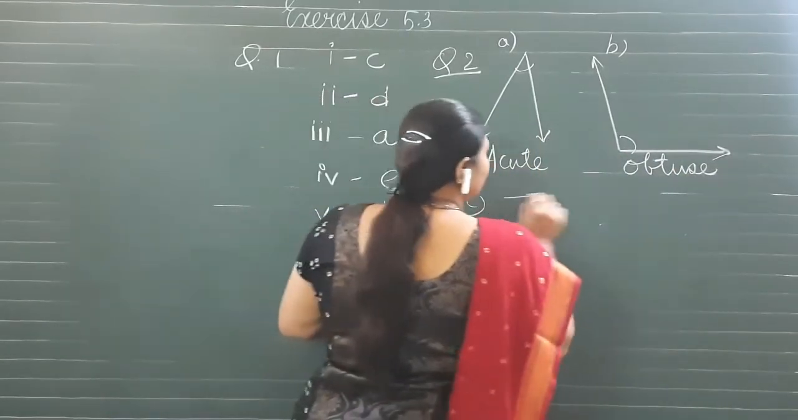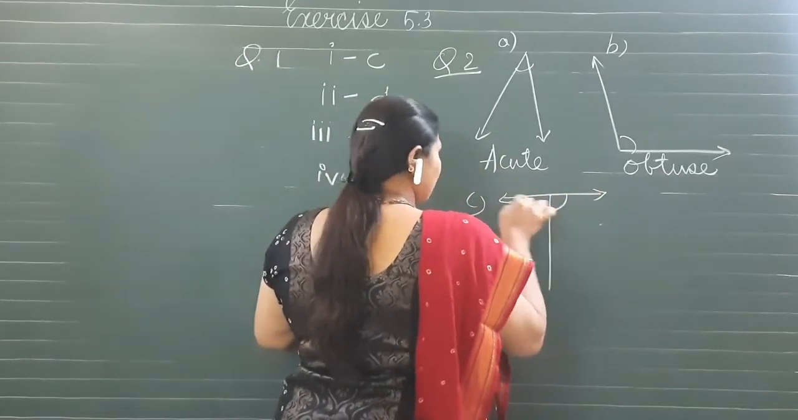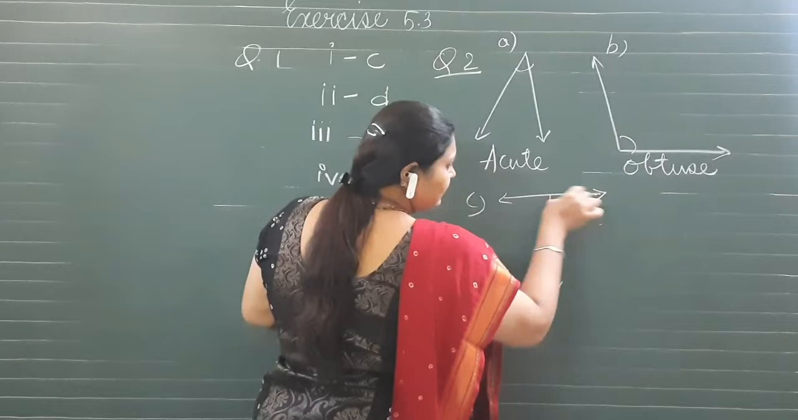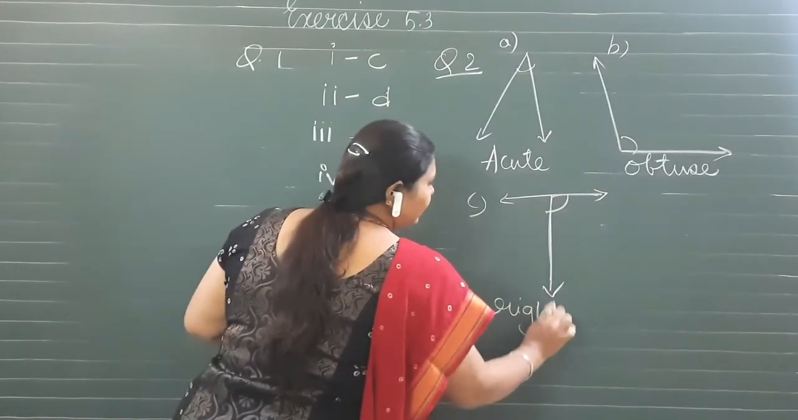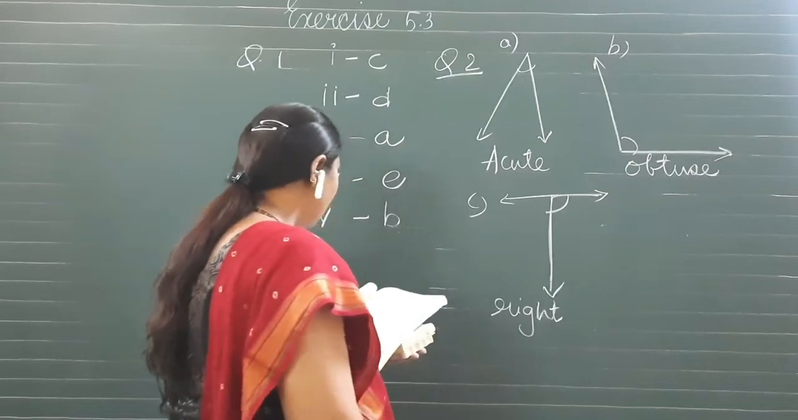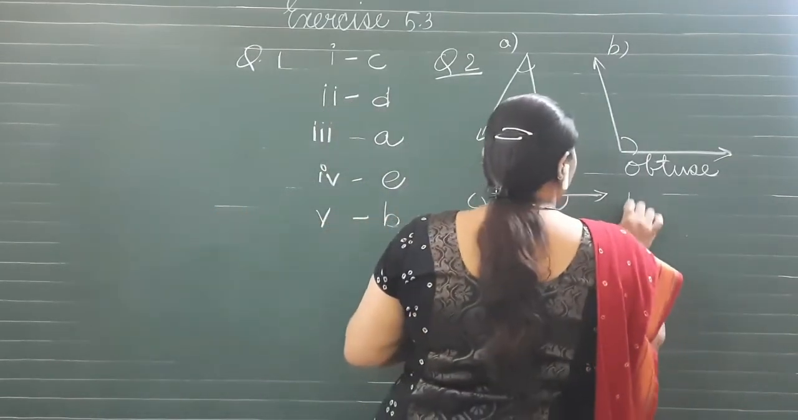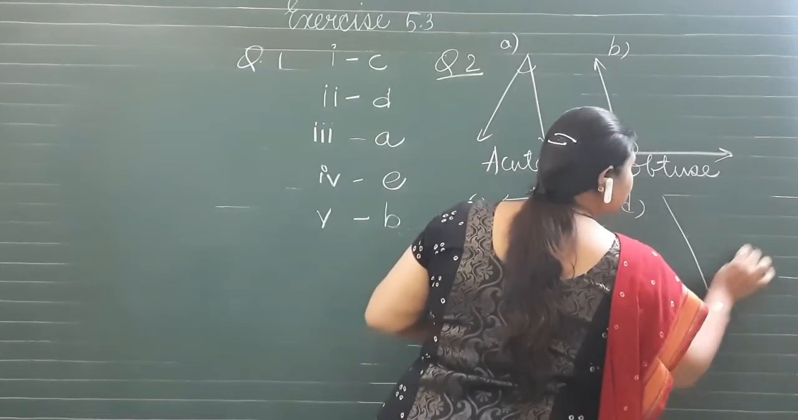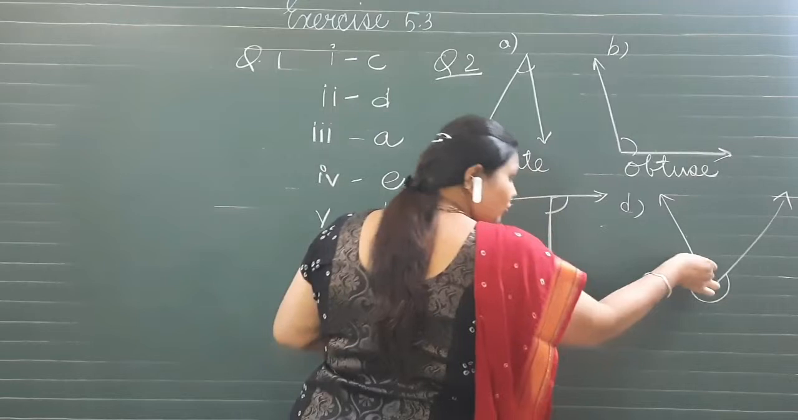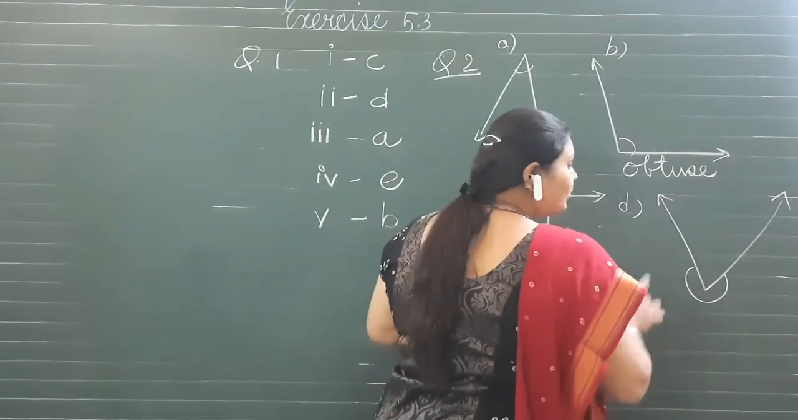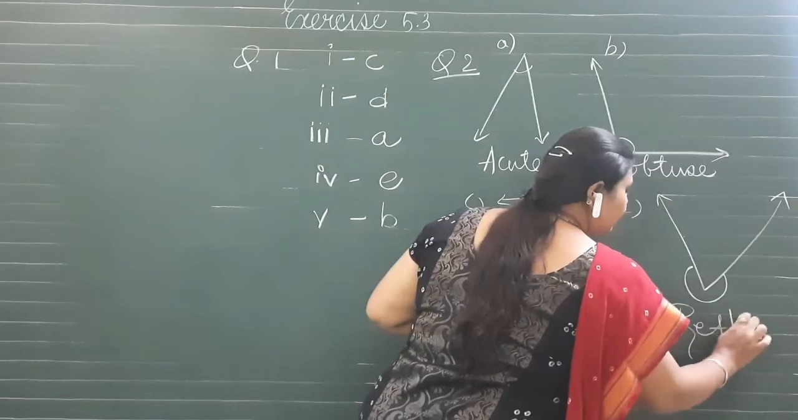Let us see third one, C part. This angle is a right angle. So we can say right. Let us see D. Here this figure is given to you, and this you have to measure. So this is more than 180, it is called a reflex angle.